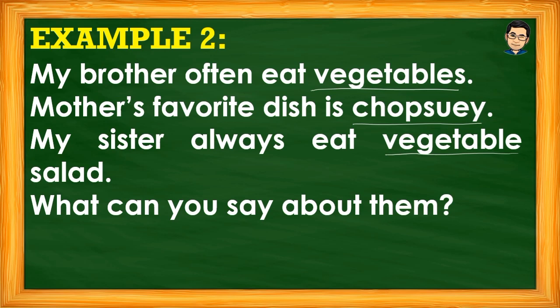So, pwede natin i-conclude na yung mga family members na yan, favorite nilang kainin is vegetable. They like to eat vegetables. So, pwede rin naman nating sabihin na my family members are vegetarian. Okay, so since kasi yung mga vegetarian, ang kinakain lang po nila mainly is, of course, vegetables.